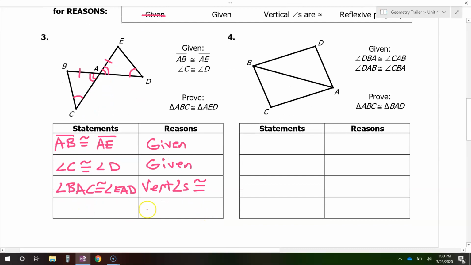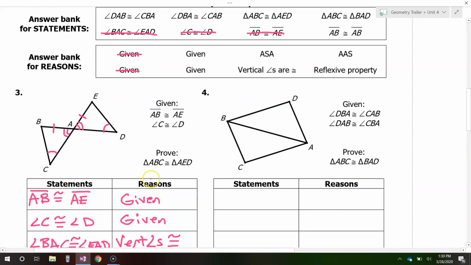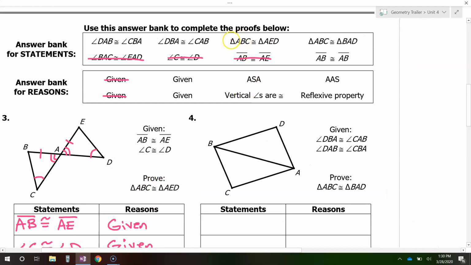All right. Well, we're at the end. We were supposed to prove that triangle ABC is congruent to triangle AED. So that's going to be the last statement. Okay, let's go and write that down. Triangle ABC is congruent to triangle AED. Oh yeah, I almost forgot to cross that off.